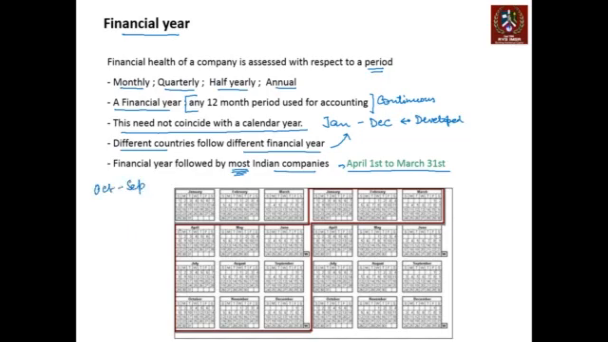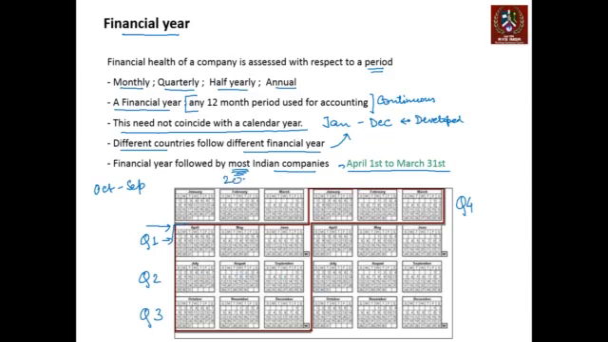So October in one year to September of next year. In this calendar, you will see the year starts in April. So quarter one becomes April, May, June. Quarter two of the financial year becomes July, August, September. Quarter three of the financial year becomes October, November, December. And consequently, quarter four of the financial year becomes Jan, Feb, March of the next year, right?